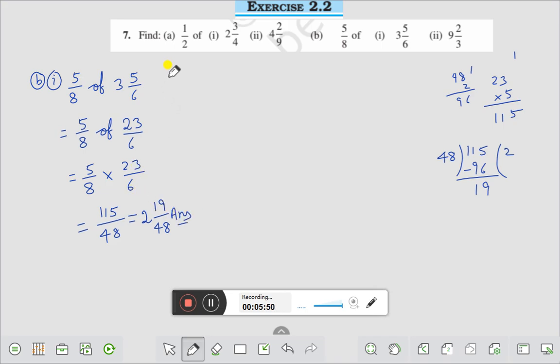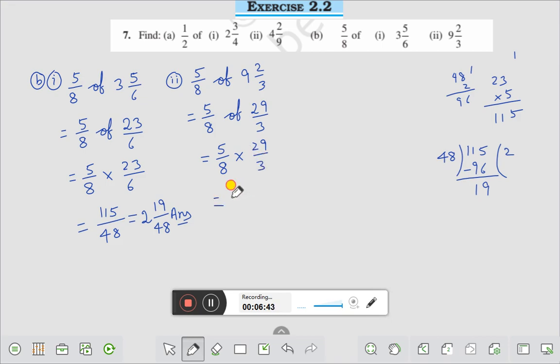Right? Now, B of 2. 2 of B. That is 5/8 of 9 whole 2/3. That is, you are getting 5/8 of. Here, what you have to do? You have to multiply the whole with the denominator. That is 3 nines are 27 and add the numerator, 27 plus 2, 29 by 3. That is, you are getting 5/8 of is multiply 29/3.